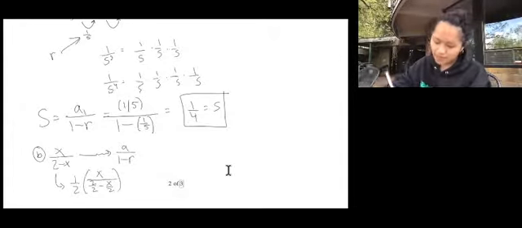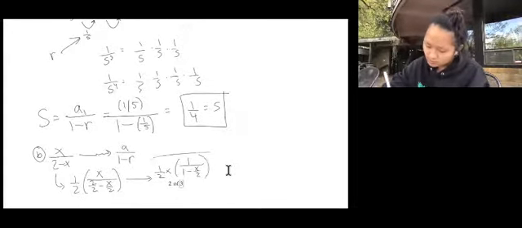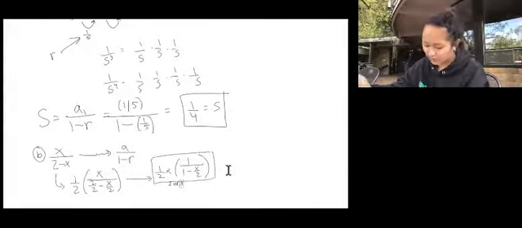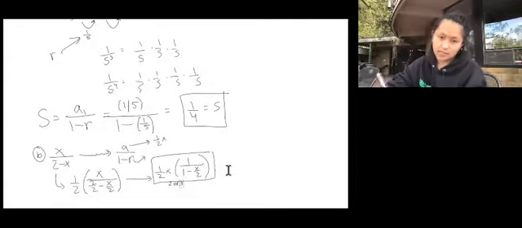And we can also pull out an x. So that can be 1/2 x times 1 over 1 minus x over 2. So that there is our equation rewritten as a geometric series, in this case where a is equal to 1/2 x and r is equal to x over 2.